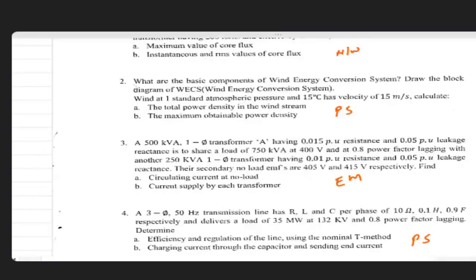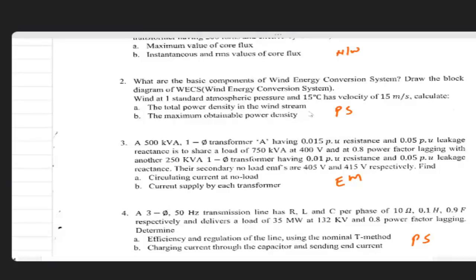Okay, this is a theoretical question like what are the basic components of wind energy conversion system? Draw the block diagram of wind energy conversion system. Okay, wind at 1 standard atmospheric pressure at 15 degrees Celsius at velocity of 15 meter per second. Calculate the total power density in the wind stream and the maximum optimal power density. So this question number 2 has 2 sections. One is the theory and another one is the numerical. A very simple formula is used for this particular numerical. You have to put some constant values and you will get the answers.